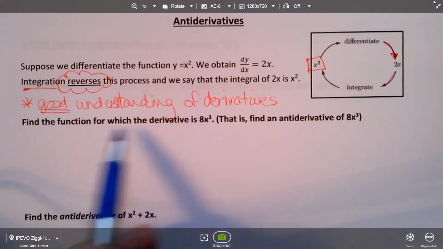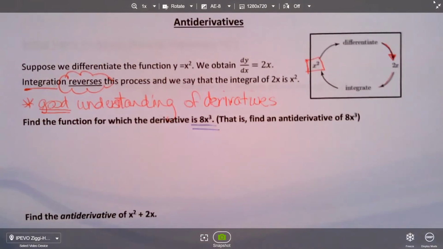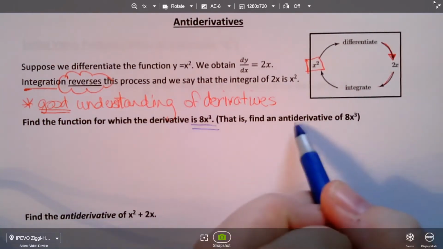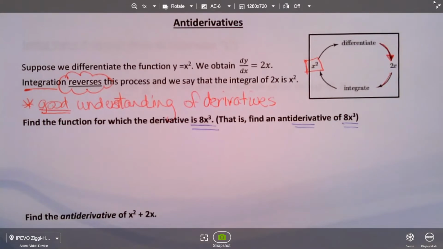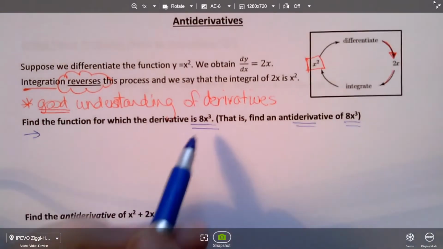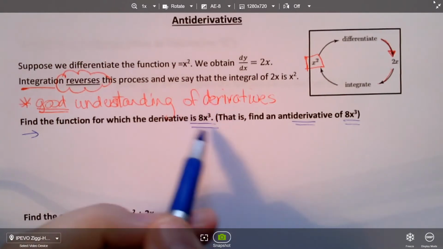Find the function for which the derivative is 8x cubed. Okay, so the idea here being we're going to find the antiderivative of 8x cubed. All right, so this requires a little bit of thinking, but we're going to go through it one step at a time.